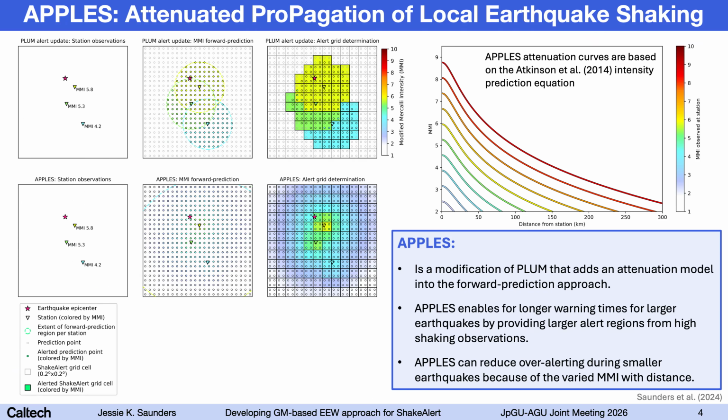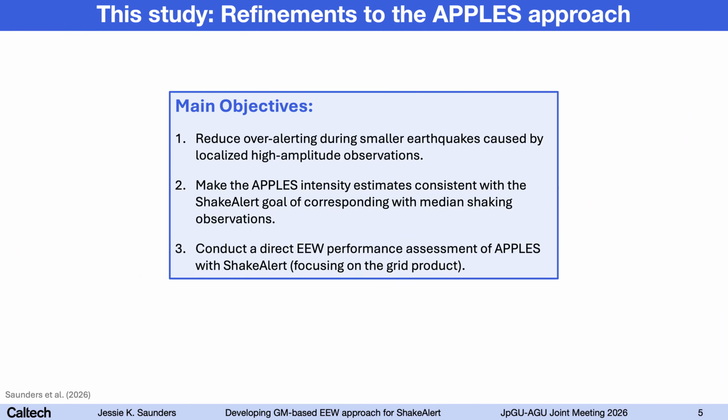alert radius. And that leads us to the main purpose of this talk, which is to present refinements to the APPLES approach. Our main motivations for these additional adjustments are to reduce over-alerting during smaller earthquakes caused by localized high-amplitude observations, and to make the APPLES intensity estimates even more consistent with the ShakeAlert goal of corresponding with median shaking observations. And finally, we want to perform a direct assessment of APPLES with ShakeAlert.